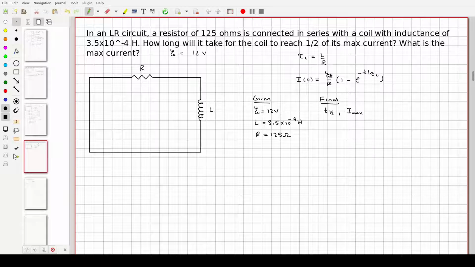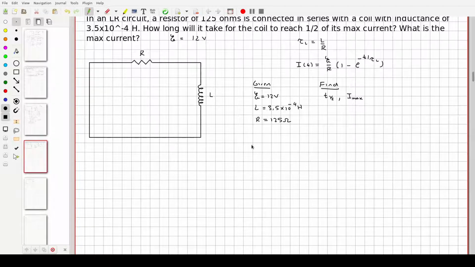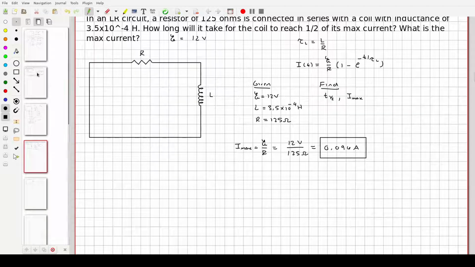The max current is just going to be given to us by E over R. So let's start there. I max is E over R. E is 12 volts. R is 125 ohms. If I plug this into my calculator, this is going to be 0.096 amps. So there's that right there.